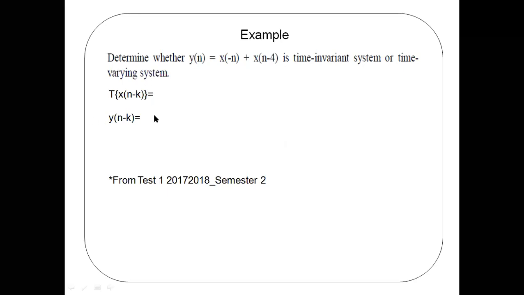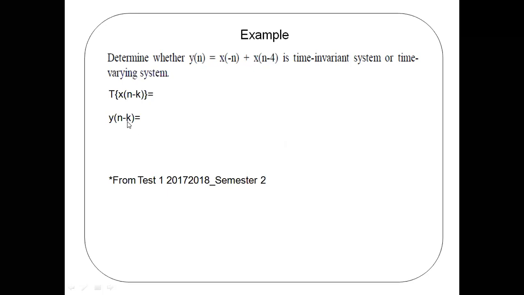So basically, you can just base on this. Let's say we delay the input first, x[n minus k]. If we delay the input by k, we are supposed to get the result for this system equation, which shall be x[negative n minus k], we delay by k. So it's supposed to be x[negative n minus k] plus x[n minus 4 minus k]. That should be the case where we delay the input by k units.